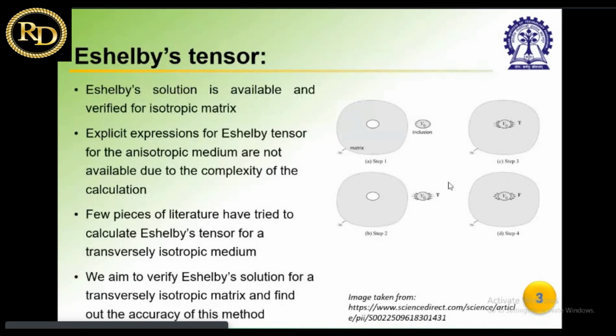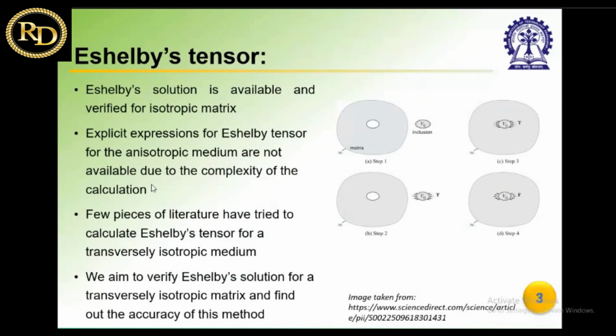The first development was done by Eshelby in 1957, where he found a method to find the effective properties of the composite material by the Eshelby tensor. So the Eshelby tensor relates the strain in any fiber to the eigenstrain. Eigenstrain is basically the strain developed in any inclusion when it is not constrained by any surroundings.